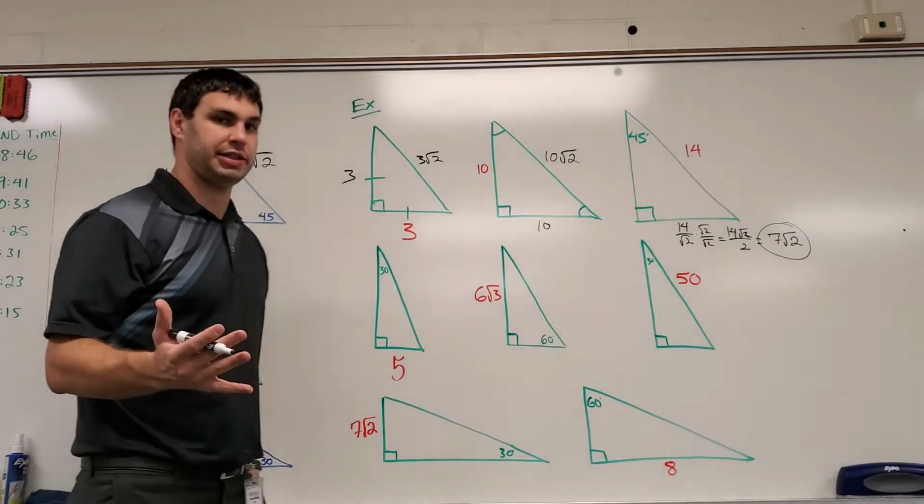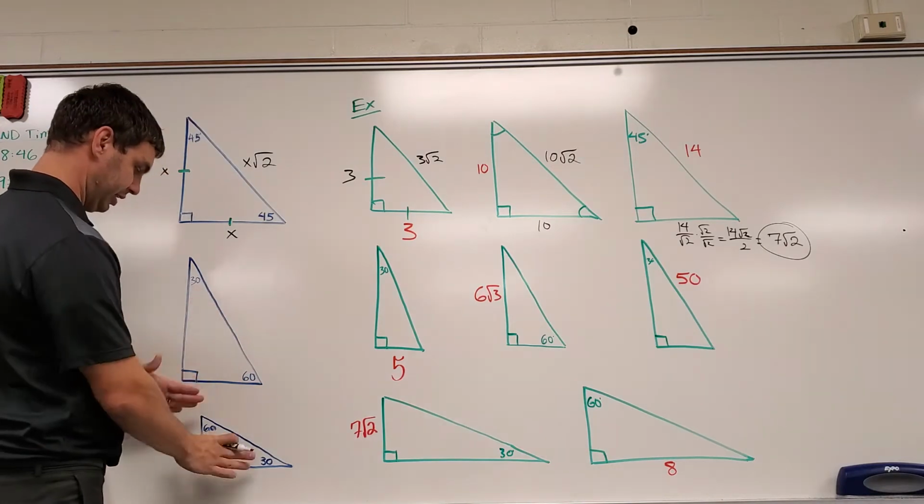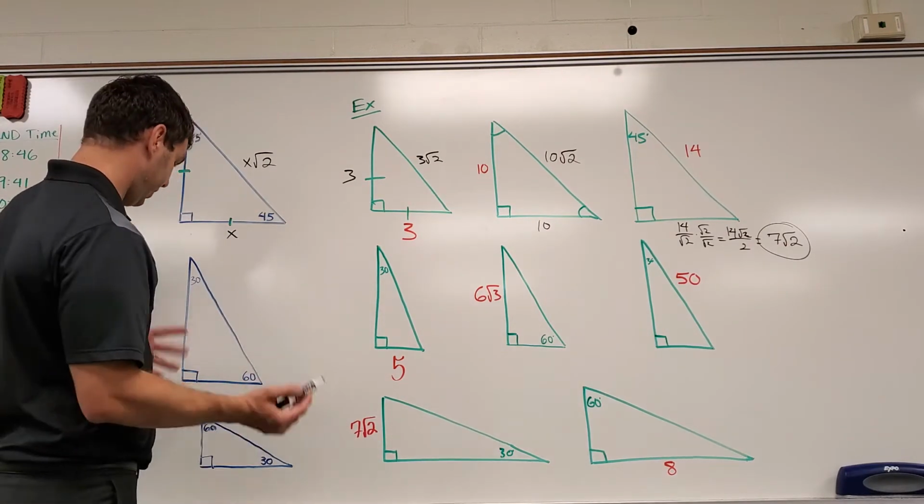All right, our other type of special right triangle is the 30-60-90 right triangle. And you can see that here and here. I wrote them out in two different orientations so you can get a visualization of that.